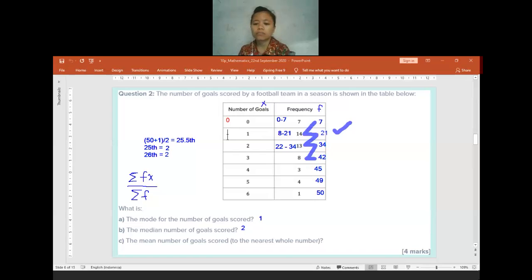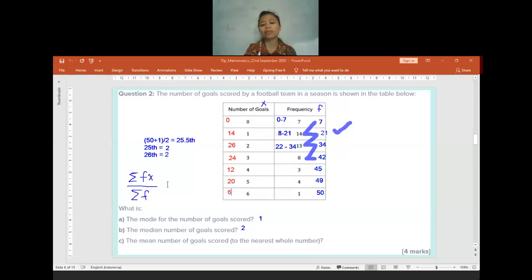For the next column, what is the fx? 1 times 14, which is equals to 14. And then after that, the second column, how many will it be? 26. After that, what number will it be? 24. After that, it will be 12. After that, it will be 20. And then the last one will be equals to 6.